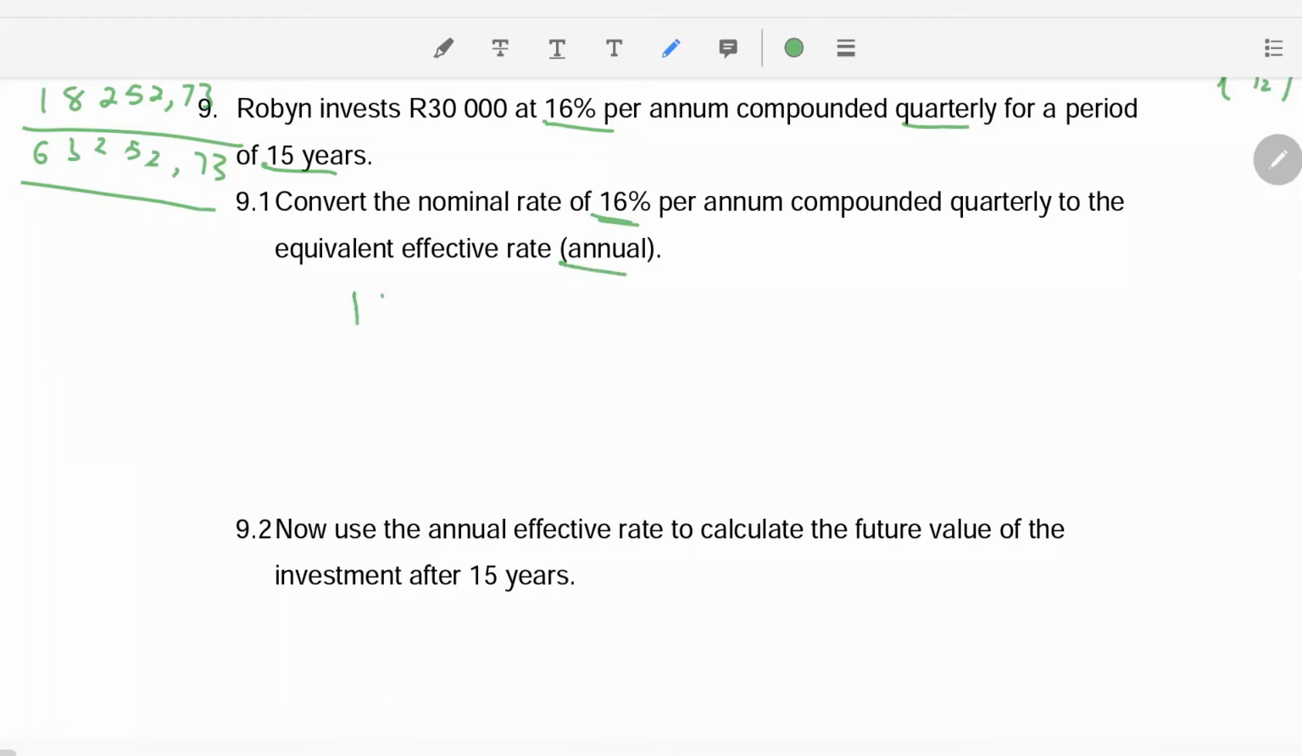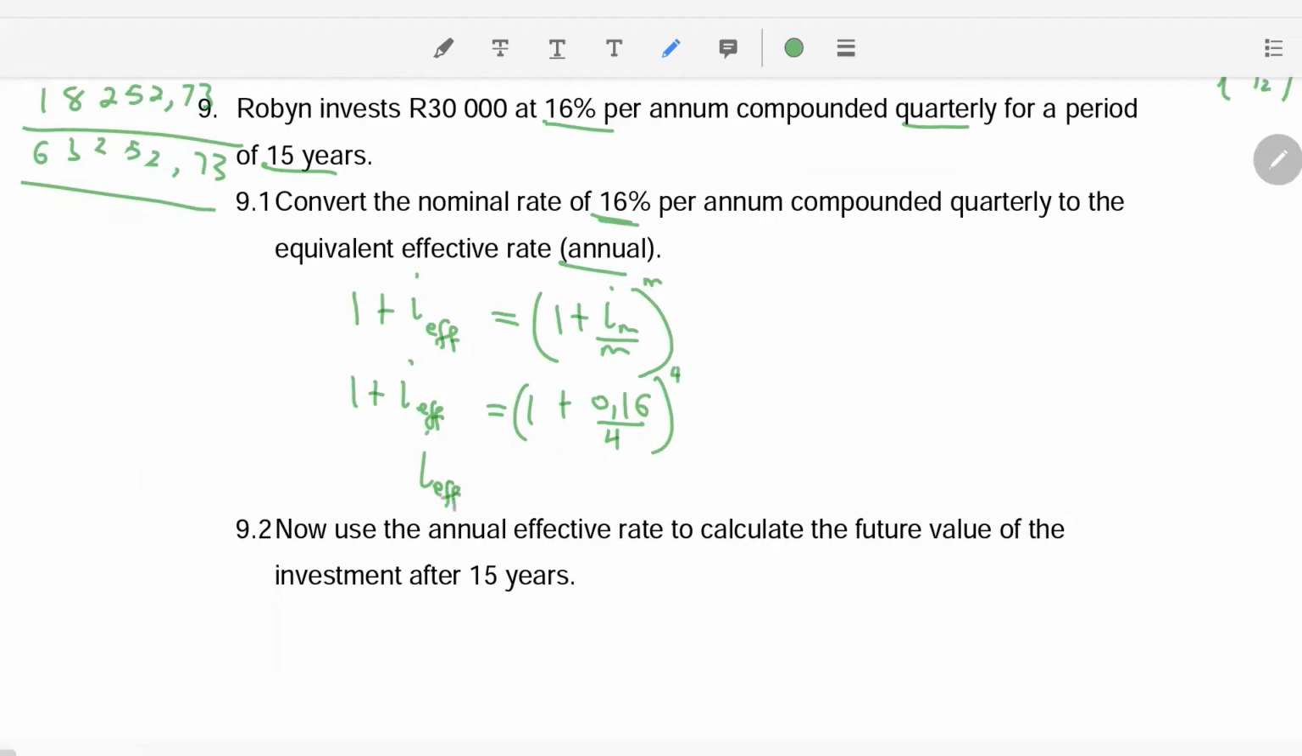So using our effective interest formula, (1 + i/m) to the power of m. So this is 1 plus i effective equals 1 plus 16% divided by 4, then raised to the power of 4. And when you apply the algebra, you transpose the 1, punch everything in a calculator. This gives you 16.99%.